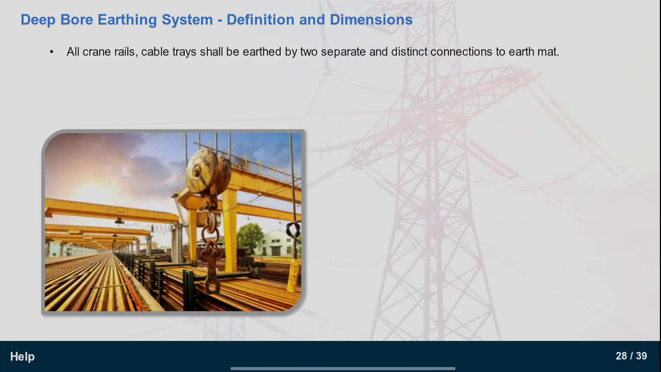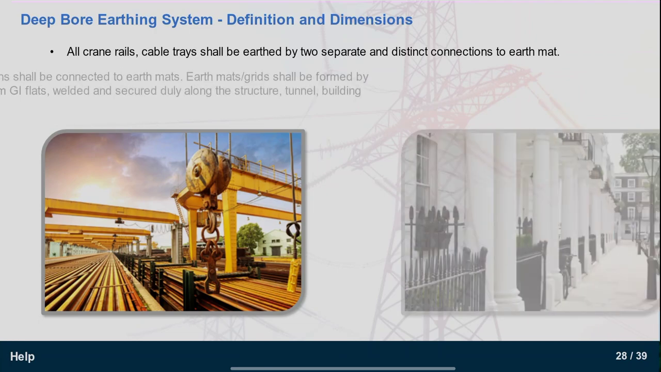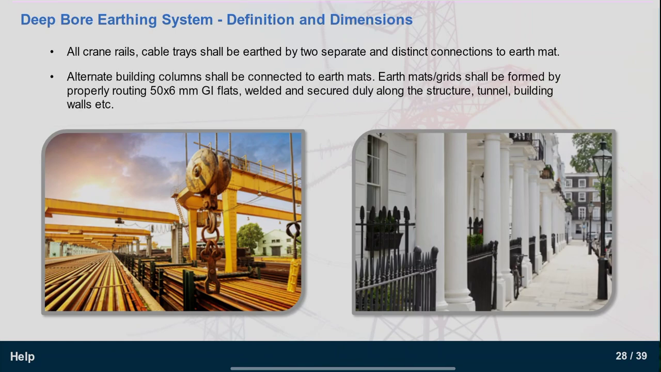All crane rails and cable trays shall be earthed by two separate and distinct connections to the earth mat. Alternate building columns shall be connected to earth mats. Earth mats or grids shall be formed by properly routing 50 by 6 mm GI flats welded and secured duly along the structure, tunnel, building walls, etc. Please note that this type of earthing was adopted for earthing of electrical installations by Stoor and Company in the Phase 2-3 modernization. Let us now move on to our next topic.